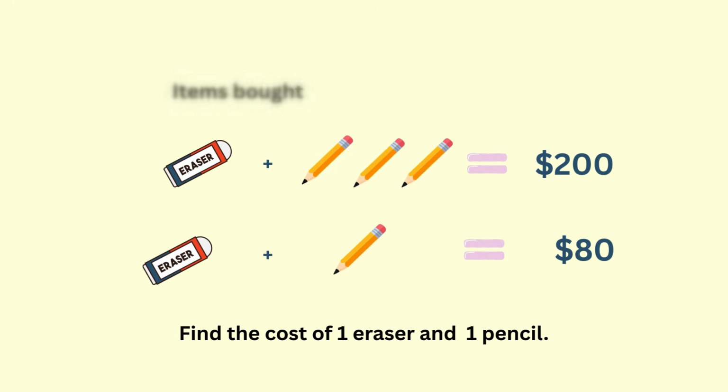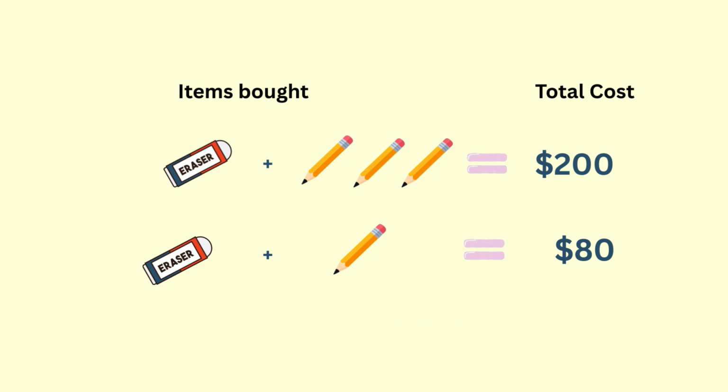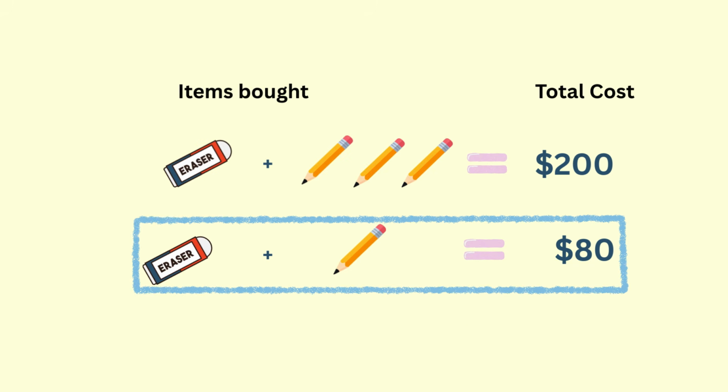Notice on the left we have the items bought, and on the right we have the total amount of money that each person spends. The second student bought one eraser and one pencil for a total of $80. If we remove an eraser and a pencil from what the first student bought, we are left with 2 pencils. However, since we removed these items, we also need to remove the value of the items from the amount spent by the first student. Therefore, we need to remove $80 from the amount spent by the first student, leaving us with $120.